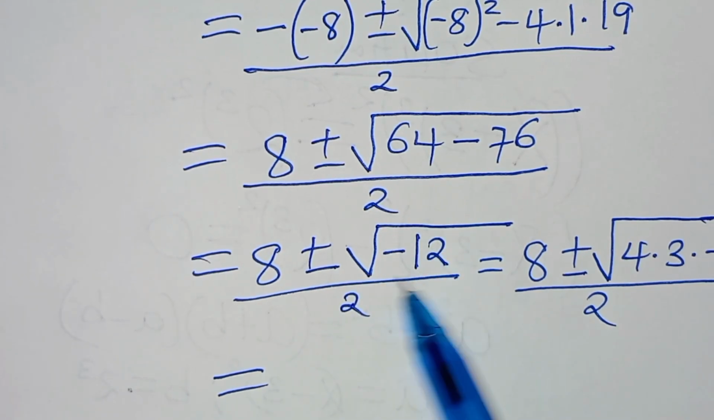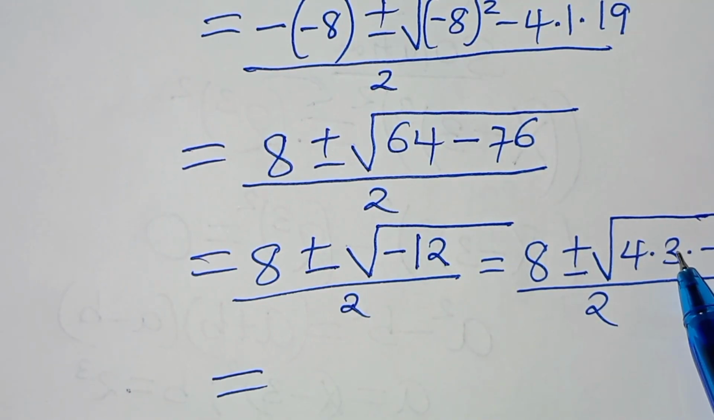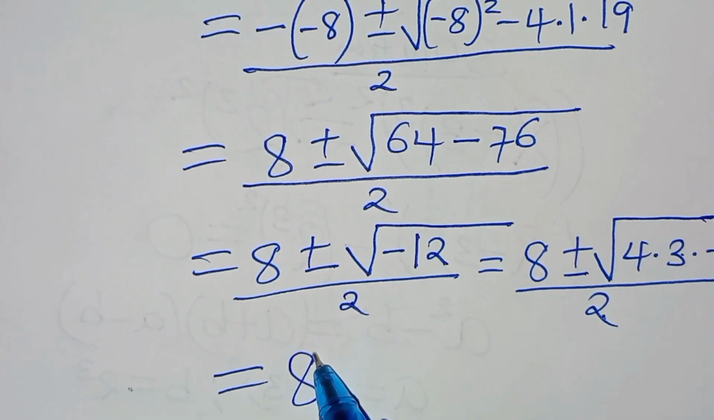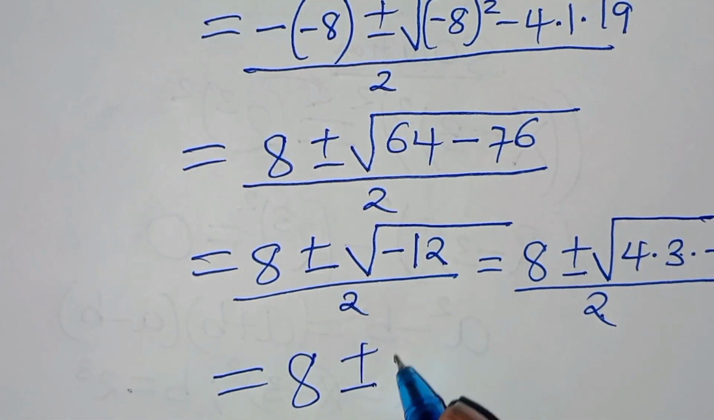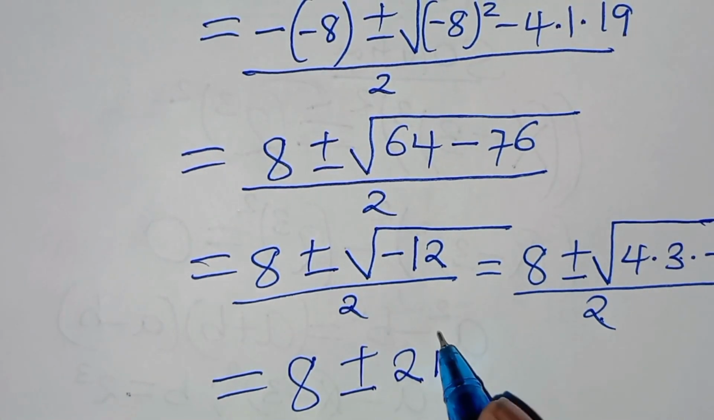We can express minus 12 as the square root of 4 times 3 times minus 1, over 2. So here we have 8 plus or minus the square root of 4, which is the same thing as 2, times the square root of 3, times the square root of minus 1, this is i.